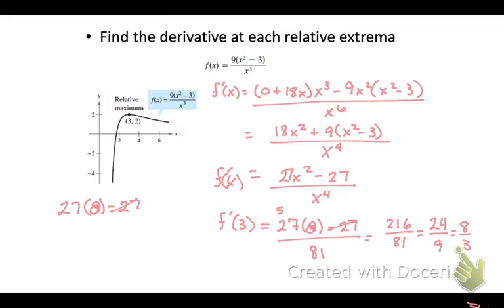Well, that doesn't equal 0. That doesn't equal 0, does it? Did you guys get 8/3? Yep. Is it supposed to equal 0? Well, if it's a relative extrema, the tangent line should be 0.